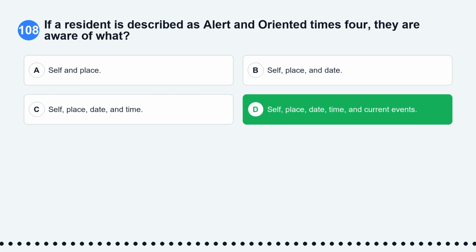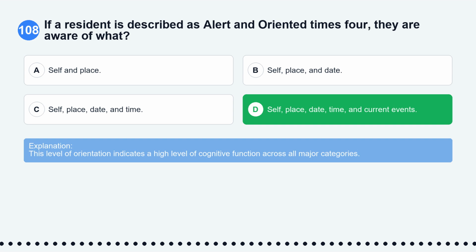The correct answer is option D, self, place, date, time, and current events. This level of orientation indicates a high level of cognitive function across all major categories.